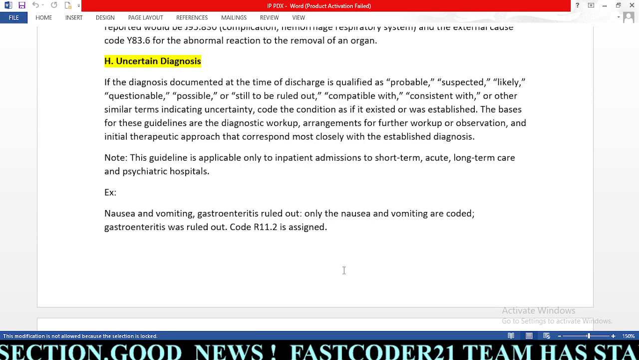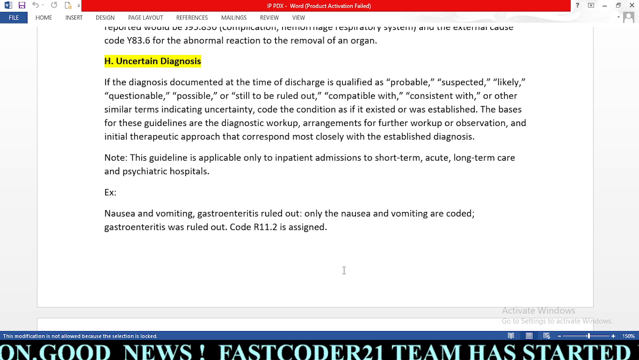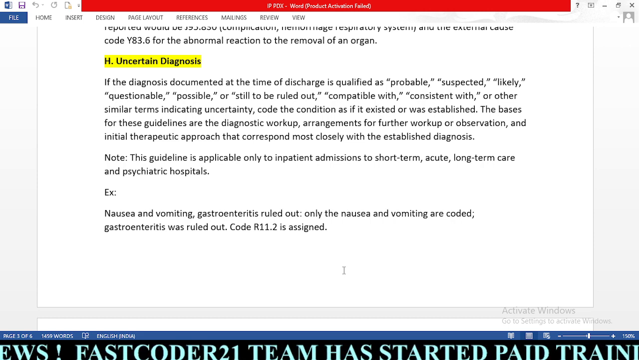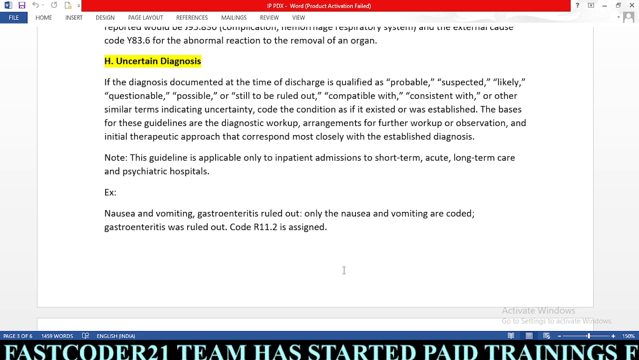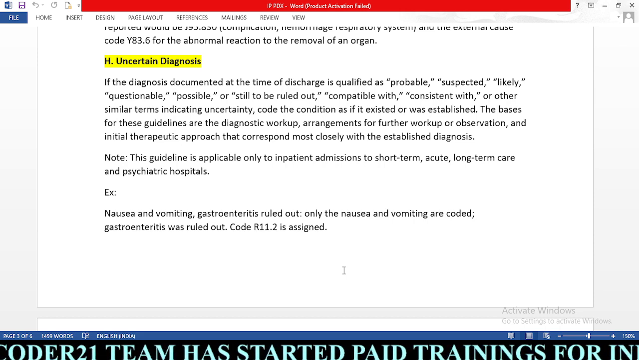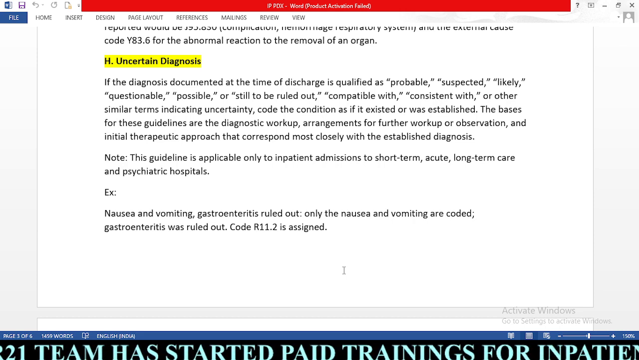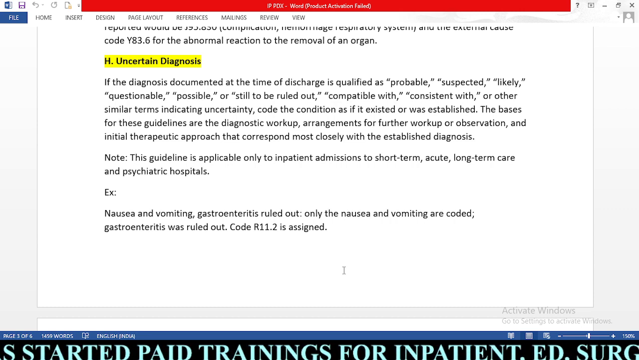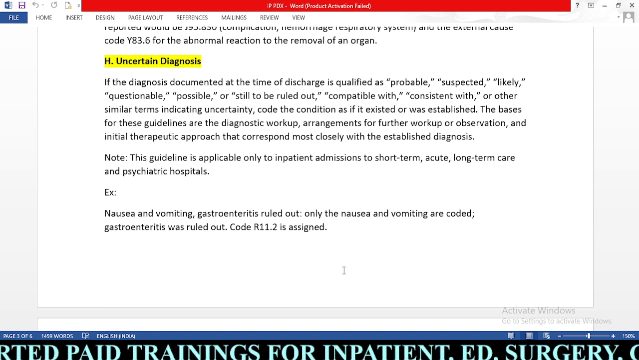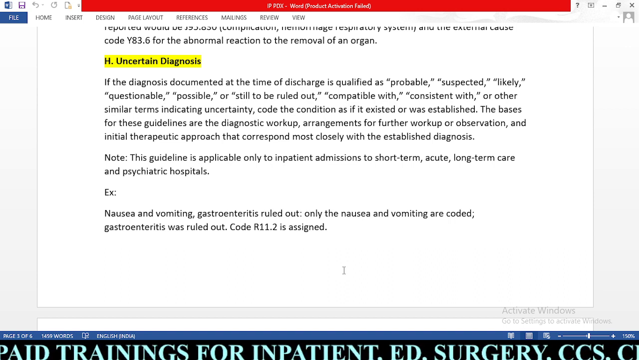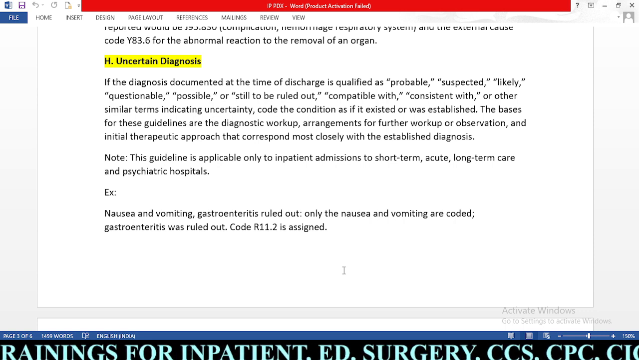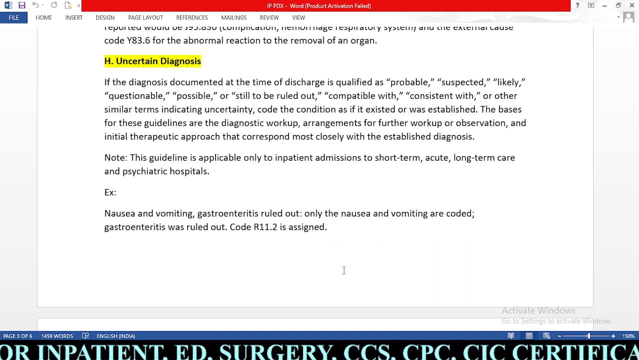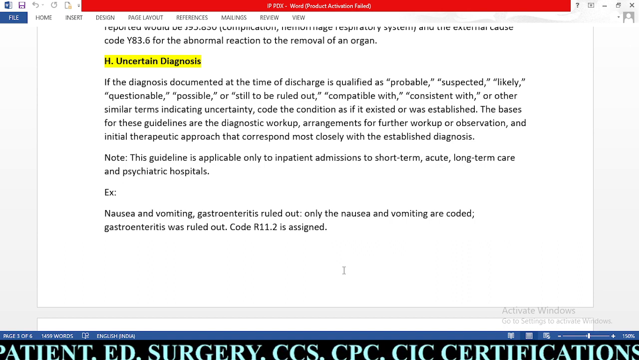Next one, uncertain diagnosis. So basically when there are words like probable, suspected, likely, questionable, possible, still to be ruled out, compatible with, consistent with, like terminology, if we find it in the inpatient setting, we can code those conditions as existed. The basis for that is diagnostic workup, arrangements for further workup or observation, and initial therapeutic approach that correspond most closely with the established diagnosis.